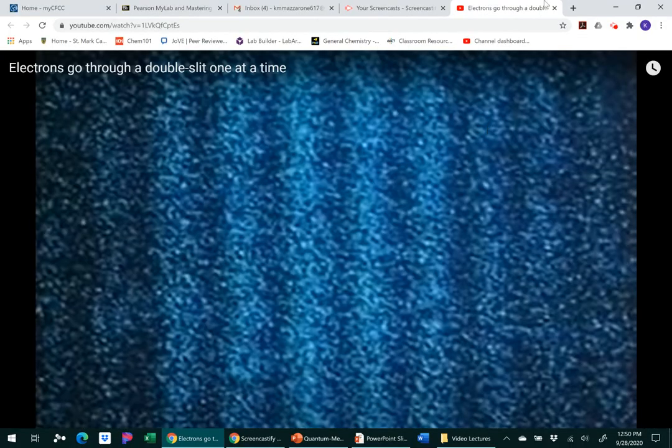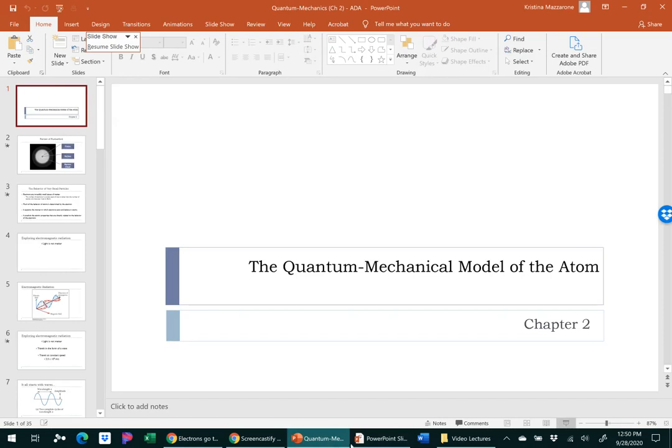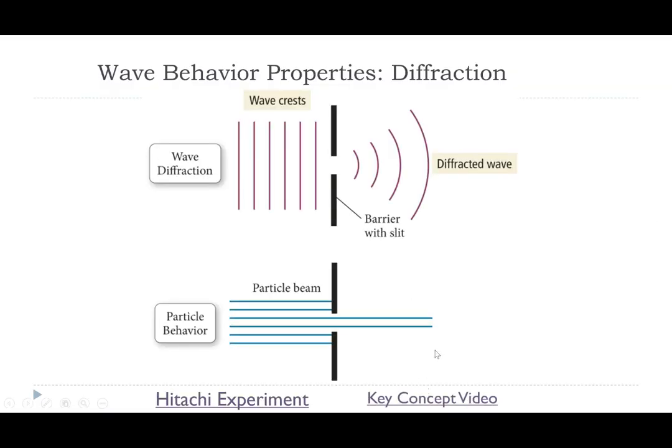So what do we see here? Yeah, we see those lines. We see an interference pattern. We see dark, light, dark, light, dark, light, dark, light. That's an interference pattern. So what did the Hitachi experiment tell us? It told us that electrons behave like waves. That's odd. Huh. Thought electrons were particles, not waves. Weird.